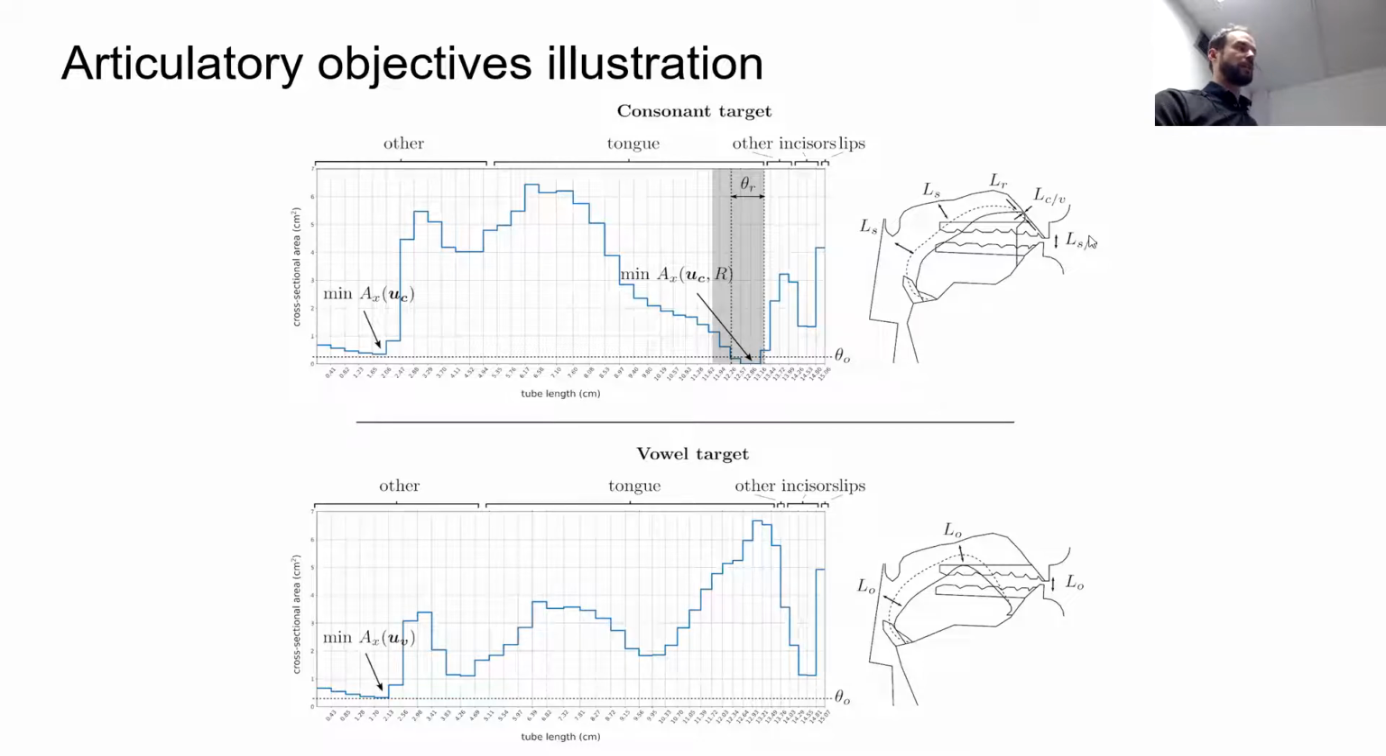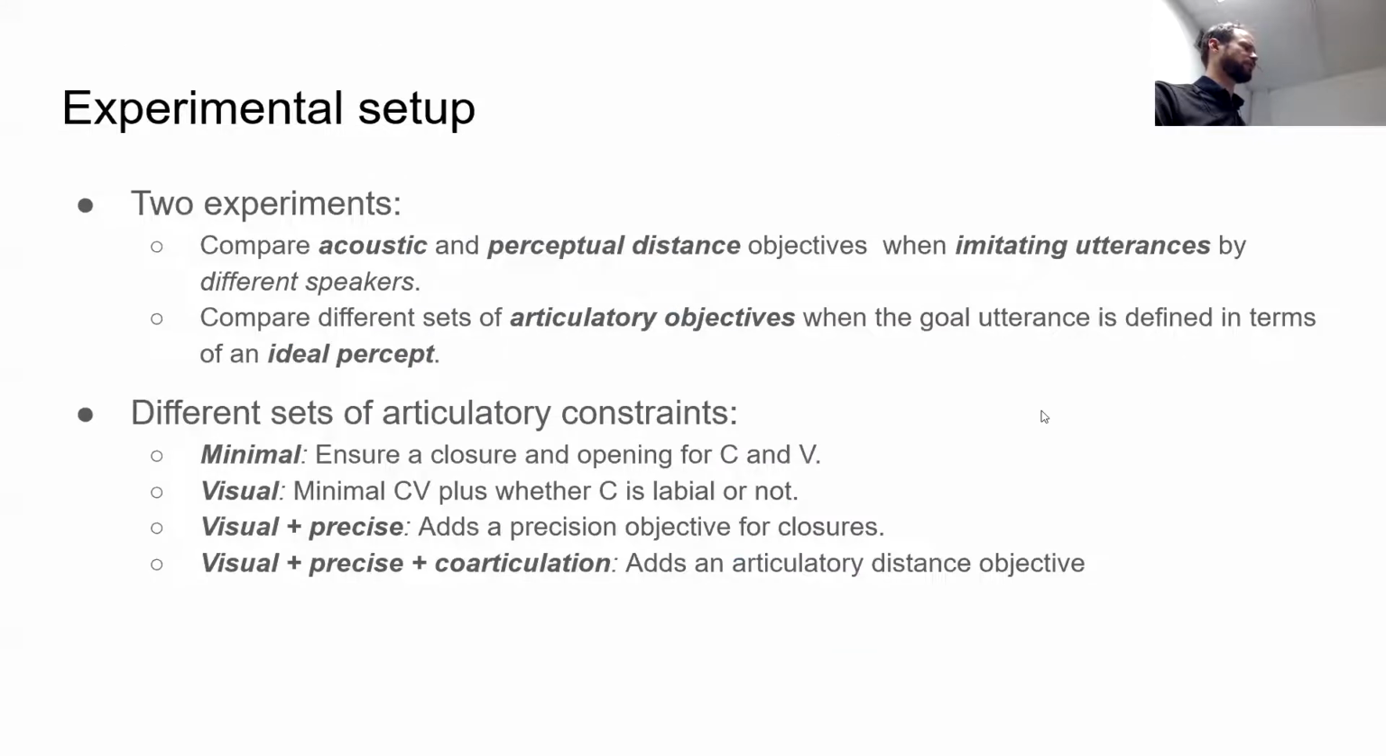And we can use this as an articulatory objective during the optimization process. Some of that I'll discuss in the next couple of slides. But basically, this is the combination of two types of losses. We have two experiments that we set up: one to test our two different acoustic or auditory objectives to imitate specific utterances, and one where we test different articulatory objectives using our ideal percepts in this phonological space.